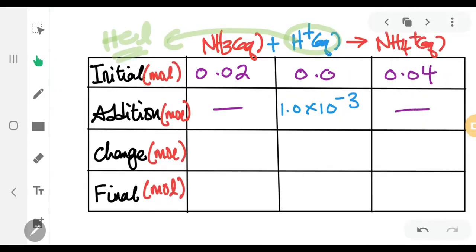And then what about the change? The additional H plus will be removed by the NH3. So it will be consumed. This one will be used up.